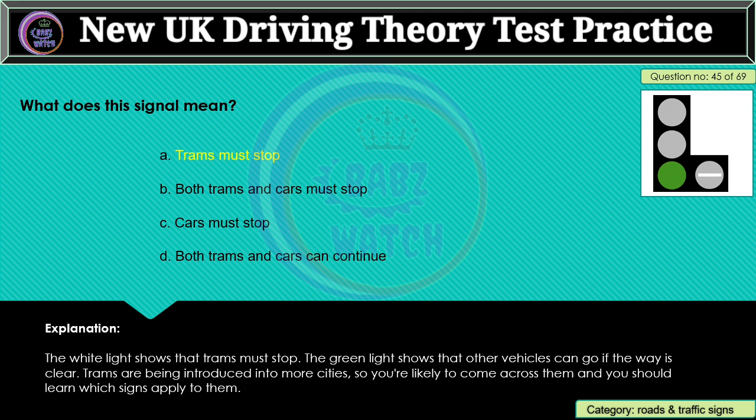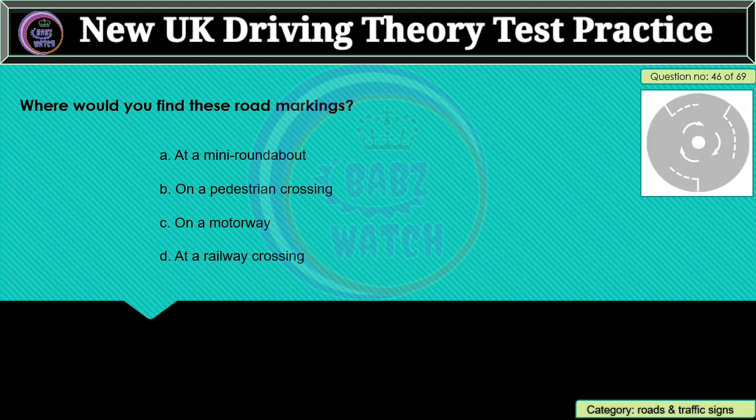Trams must stop. Explanation. The white light shows that trams must stop. The green light shows that other vehicles can go if the way is clear. Trams are being introduced into more cities, so you're likely to come across them and you should learn which signs apply to them.